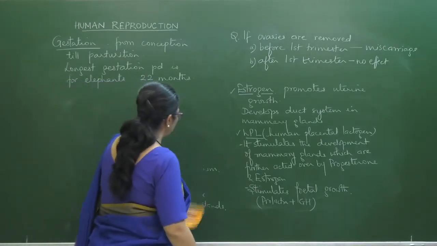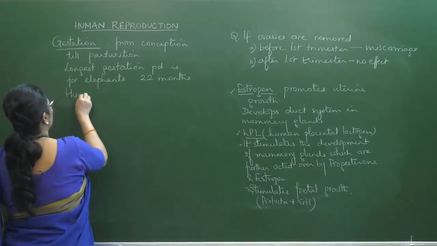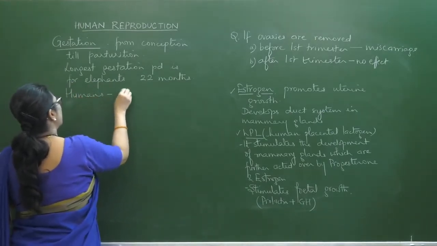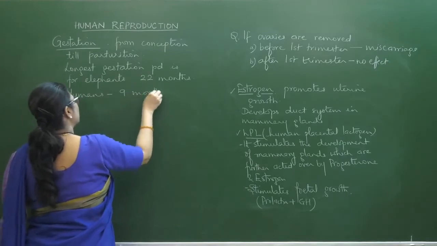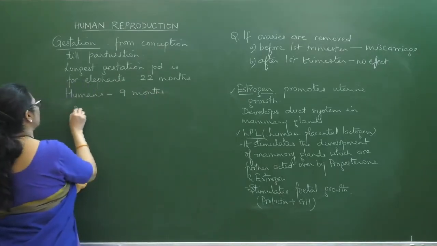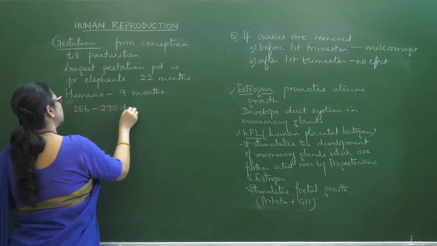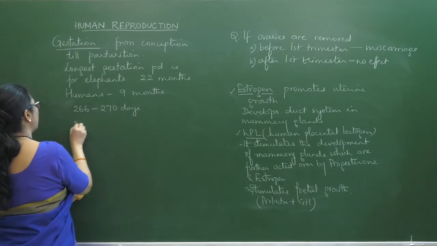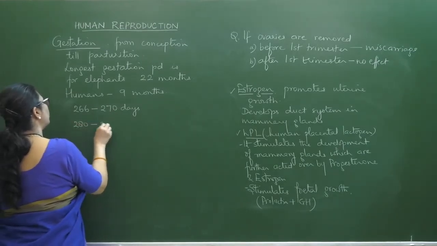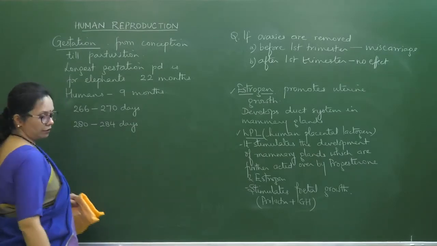As far as humans are concerned, for humans it is 9 months, or it can be written in days. So 266 to 270 days, I am writing two of them, you see, and 280 to 284 days. So which one is correct?